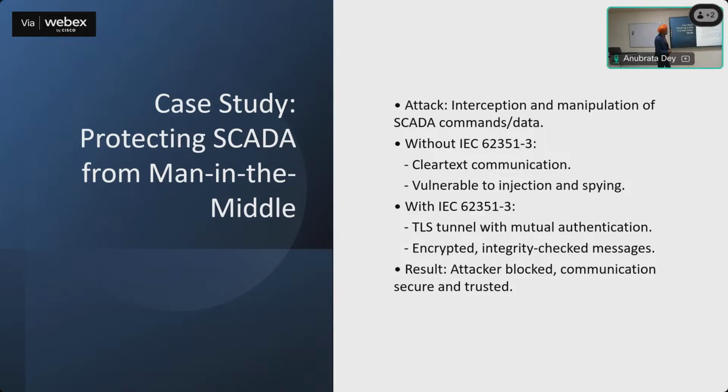And then similarly, SCADA: interception and manipulation of SCADA commands and data. Without that, obviously, it's vulnerable to injection and spying on all that data. With this, we have TLS: mutual authentication, and an encrypted, integrity-checked message. So basically we will detect the attack, block the attacker, and communication will continue. So it's basically transport layer security, right? That's part 3 of the standard.